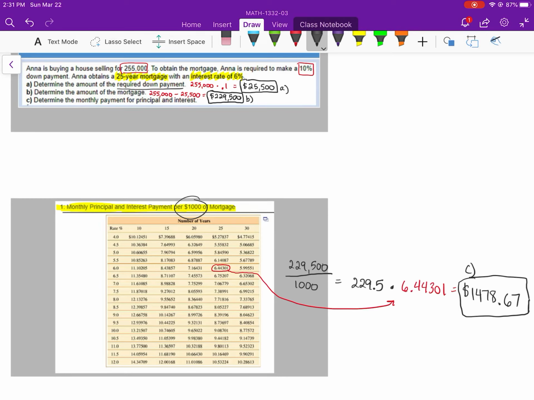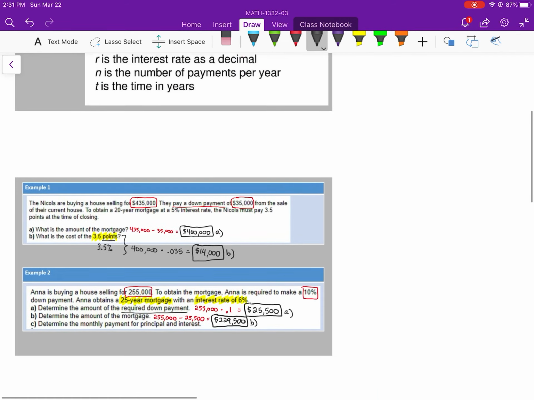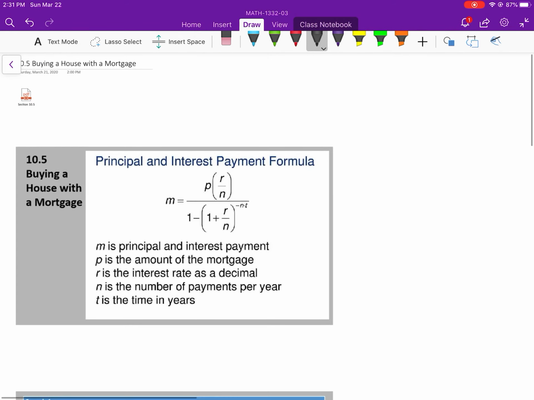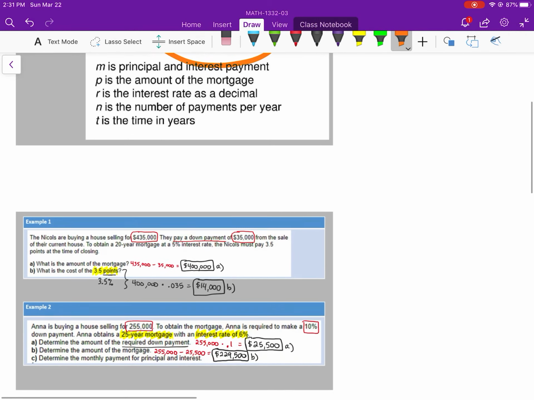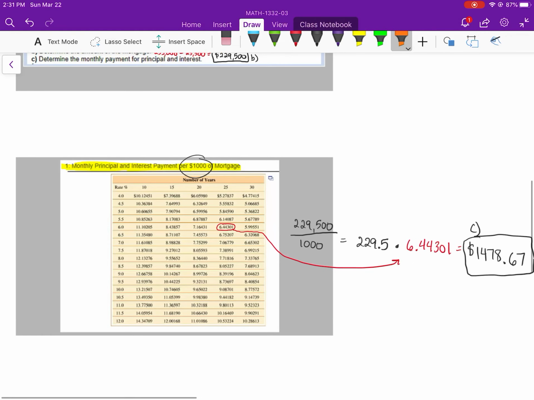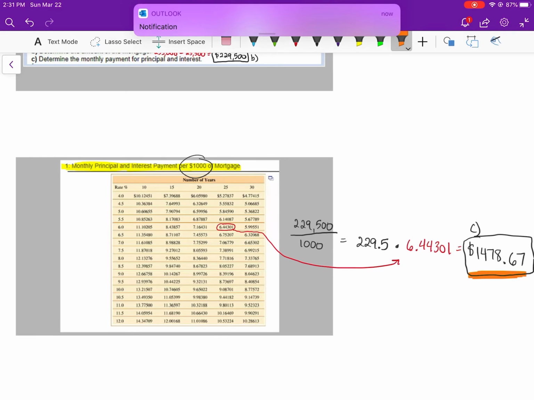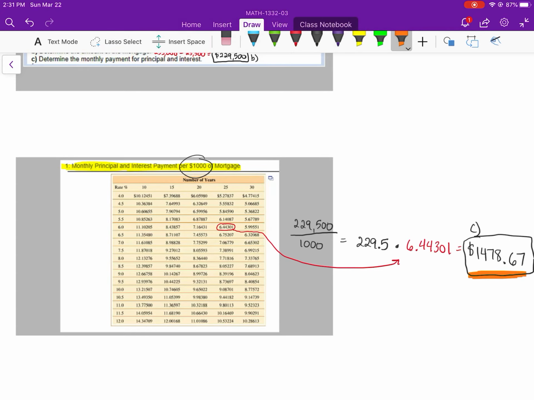Now, we could have gone all the way back to that formula at the top, and again, I'm going to slide it up just to show you what I'm talking about. We could have gone back to this formula right here and calculated it. Now, that would have taken longer for us to calculate, but if we would have used that formula, we would have come out exactly to this amount right here. We would have still come out to $1,478.67. I hope that helps finish up chapter 10 for you.